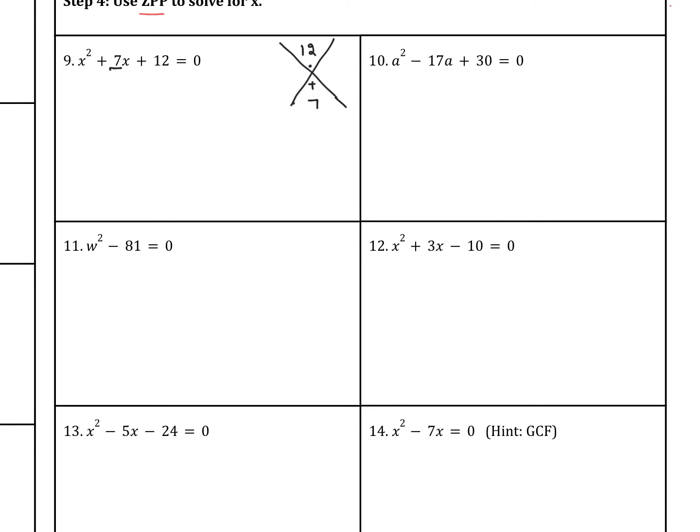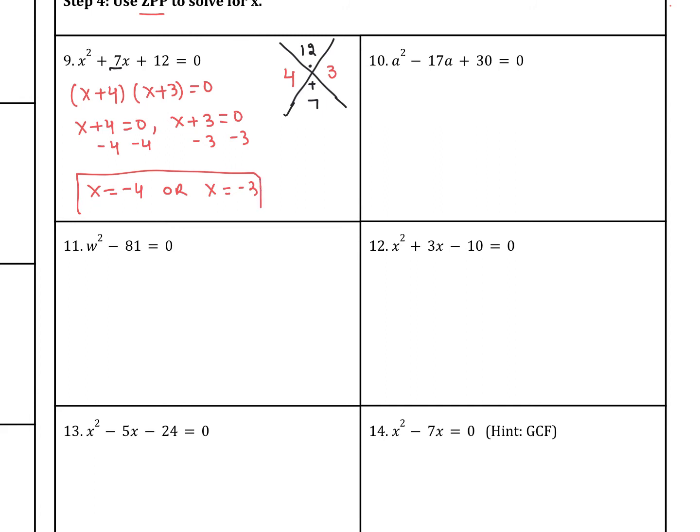You're looking for two numbers. When you multiply, you get 12, and when you add them, you get 7. Those numbers are going to be 4 and 3. So you write them into factor form. And when you put them equal to 0, one by one, you're going to get x equals negative 4 or x equals negative 3. So the answer is x equals negative 4 and x equals negative 3.